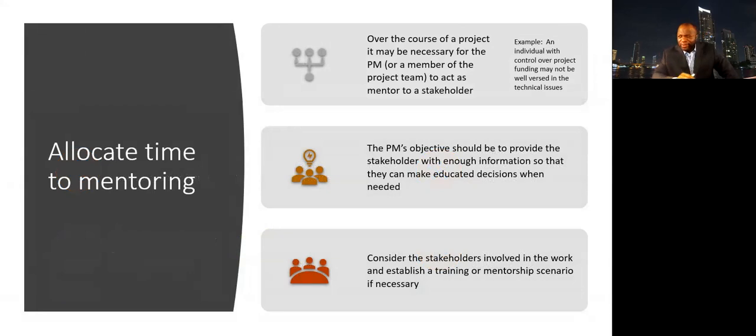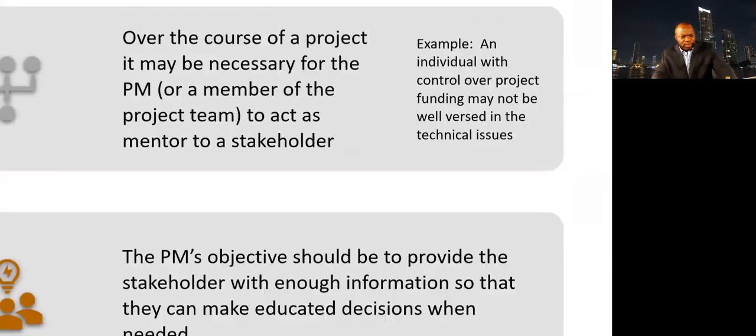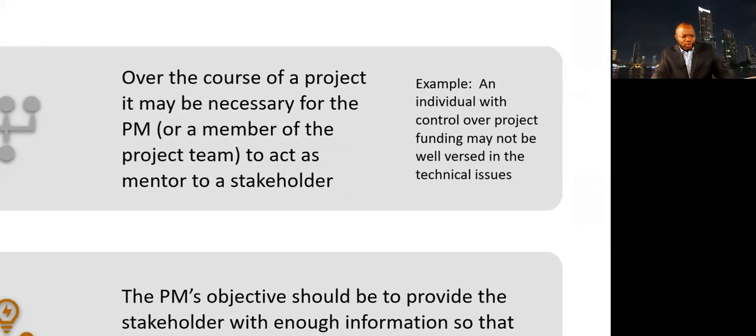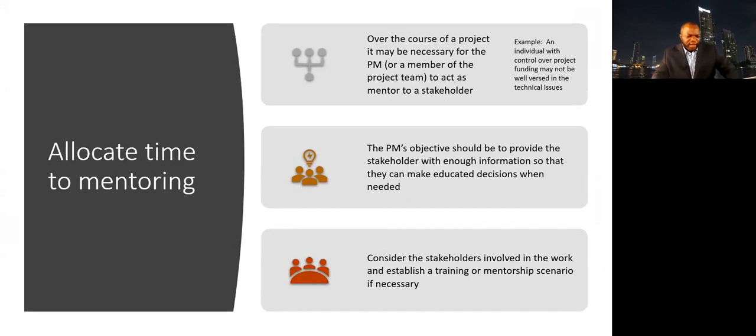Some do it really well, but over the course of a project, it might be necessary for the PM or a member of the team to act as a mentor to a stakeholder. Could be another team member, could be a stakeholder that's not in the immediate team. For example, an individual with control over project funding may not be well versed in the technical issues. Well, that could be a mentoring opportunity. The PM's objective should be to provide the stakeholder with enough information so that they can make educated decisions when needed.